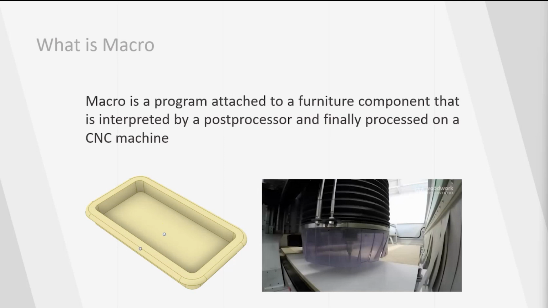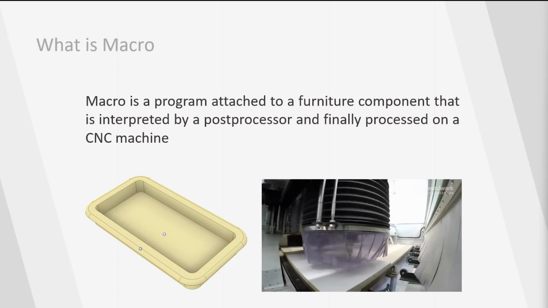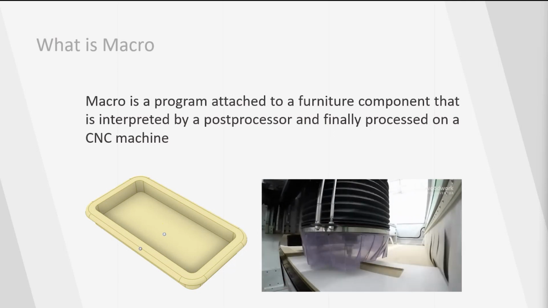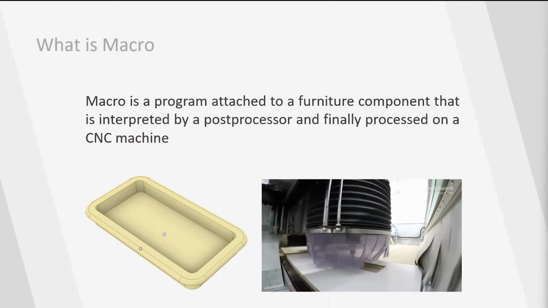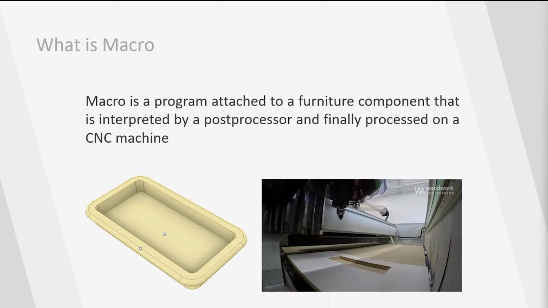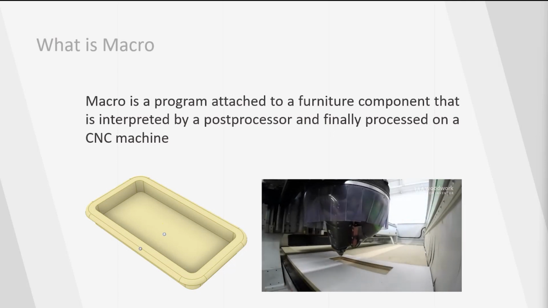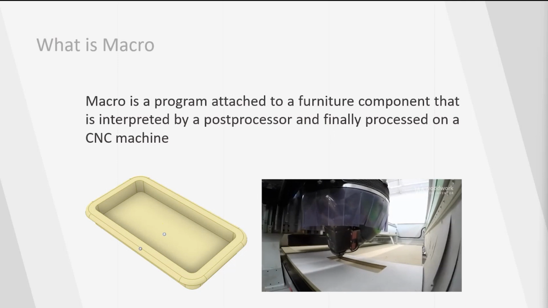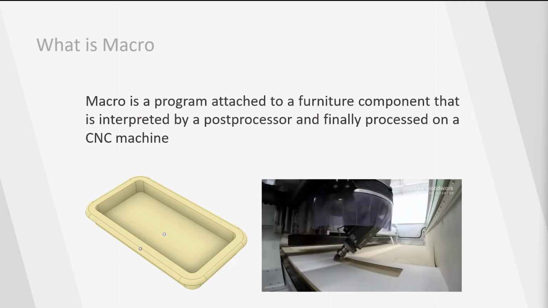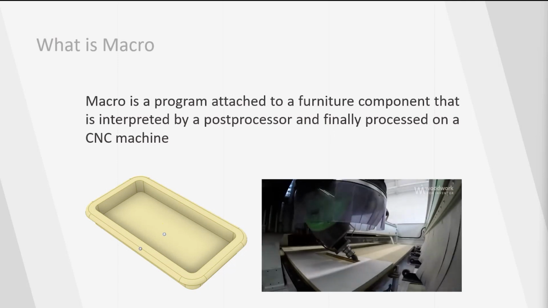What is the macro? Macro is the program attached to the furniture component that is interpreted by a postprocessor and finally processed on a CNC machine. Here you can see how the machining is done for paper holder insertion, using a pocketing and special operation to sharpen the corners of the pocket. All these operations are specified by macro that is defined in the paper holder component.